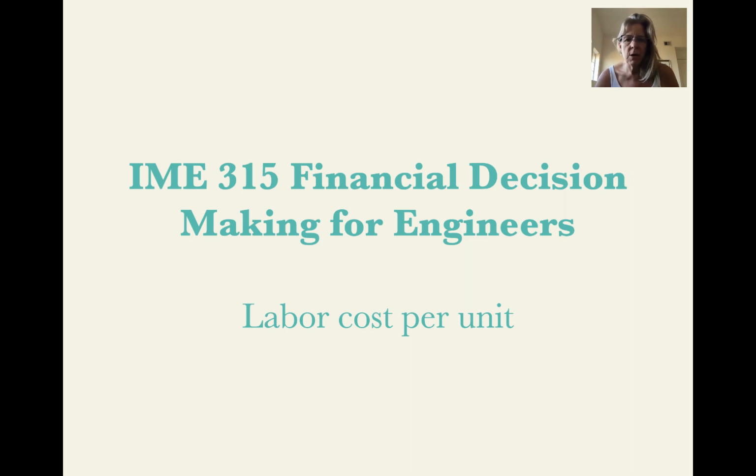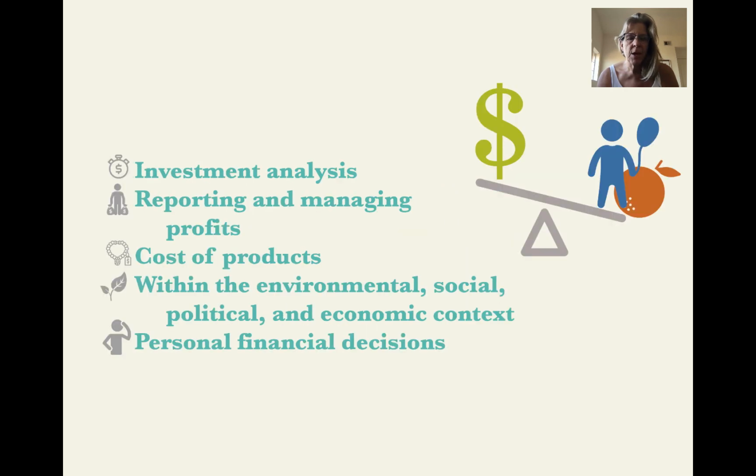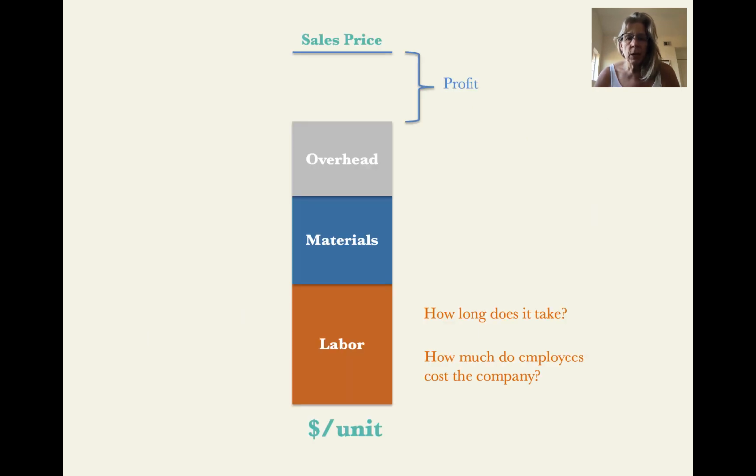This particular video is going to be talking about labor cost per unit. So in the 5 areas that we're covering in this class, this video falls under cost of products. When we look at this fully allocated cost model, we see that when we convert all costs to dollar per unit, we can compare that to the sales price to determine what the particular profit is.